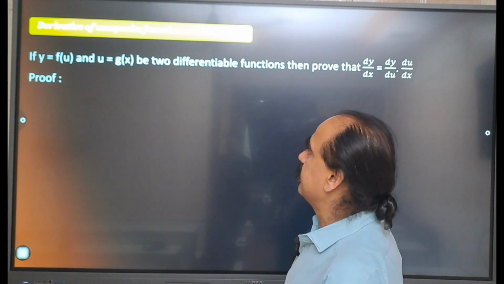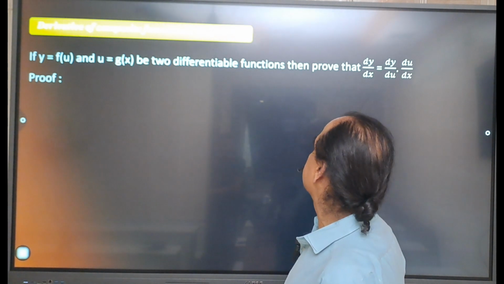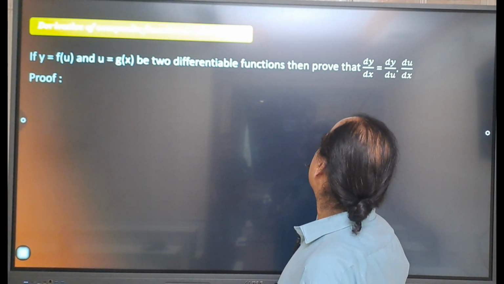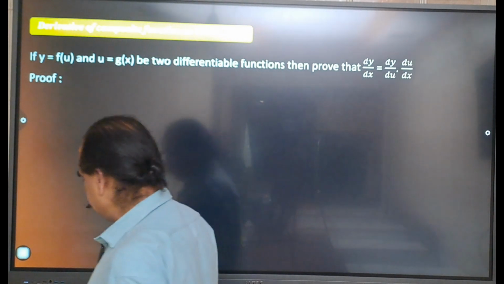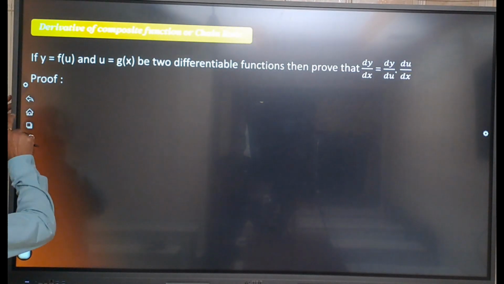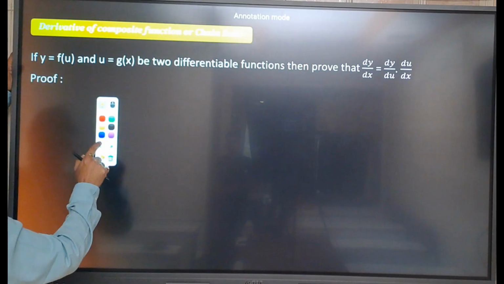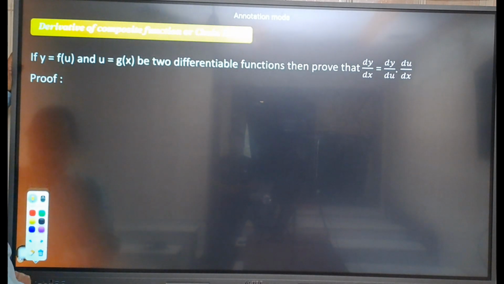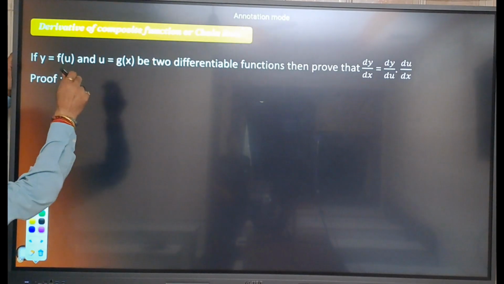If y is equal to f(u) and u is equal to g(x) be two differentiable functions, then prove that dy by dx is equal to dy by du into du by dx. See, y depends upon u and u depends upon x.